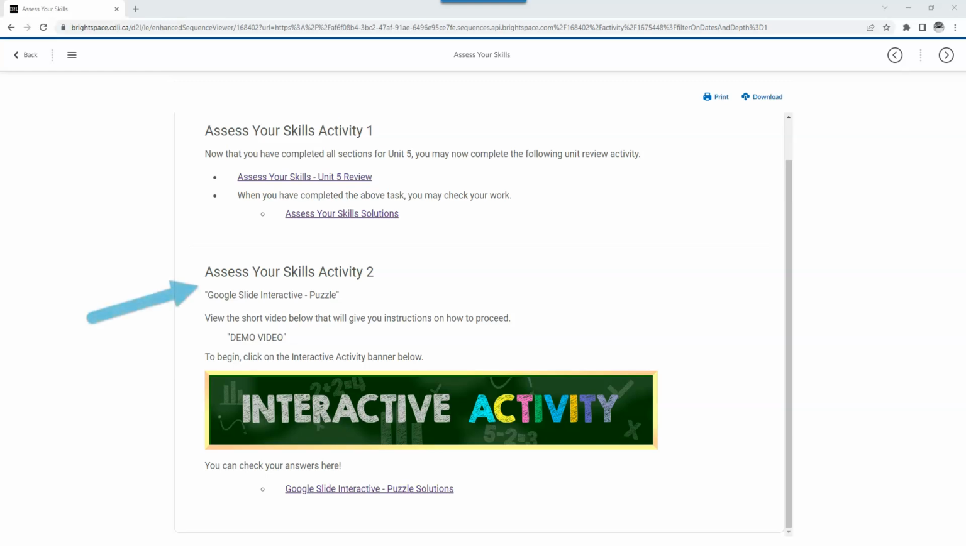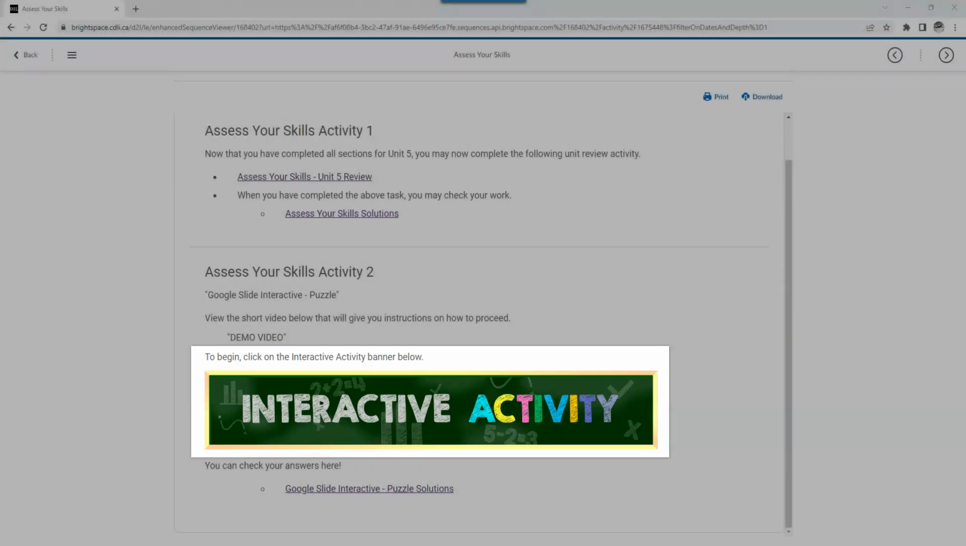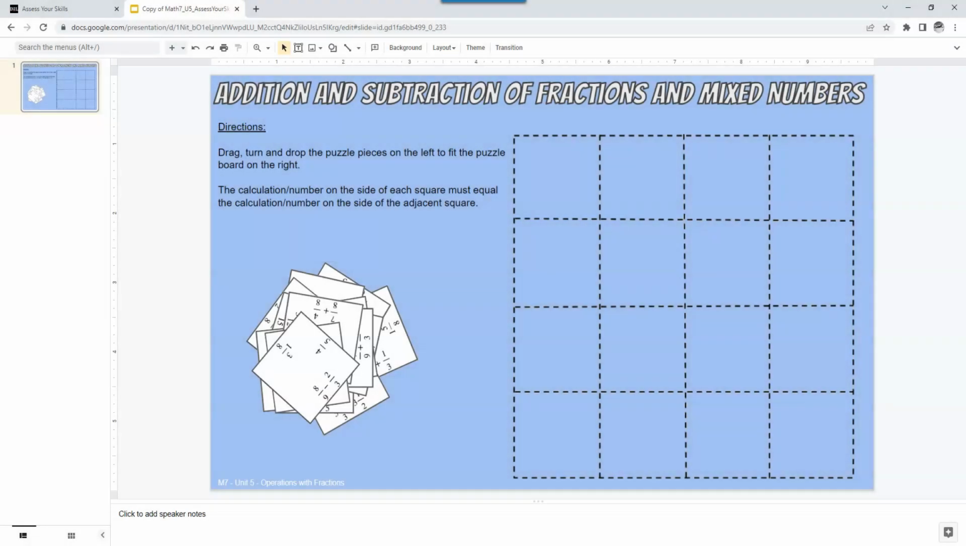We are going to have a look at Assess Your Skills Activity 2, the Google Slide Interactive, which is a puzzle. To begin, we click on the Interactive Activity banner as instructed. A new tab opens and you're asked to make a copy of the file. Click on Make a Copy. And a Google Slide tab opens containing the puzzle you have to complete.